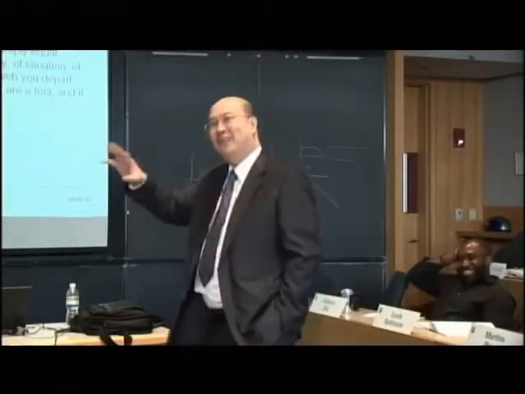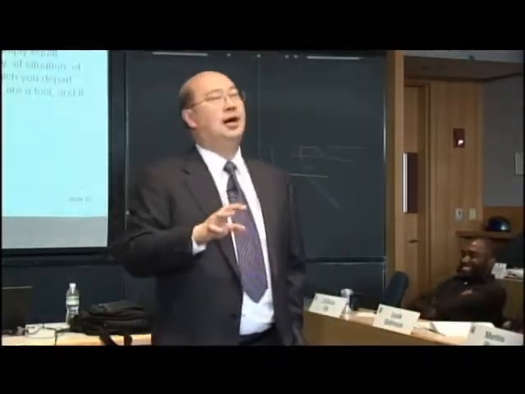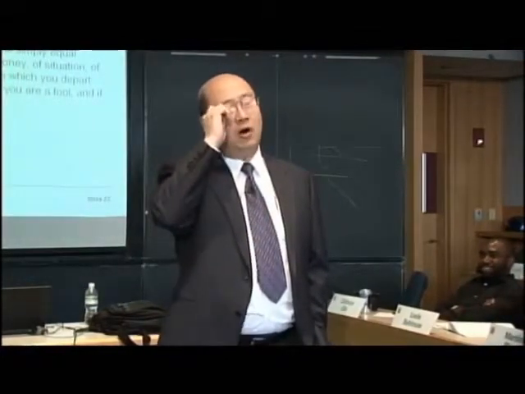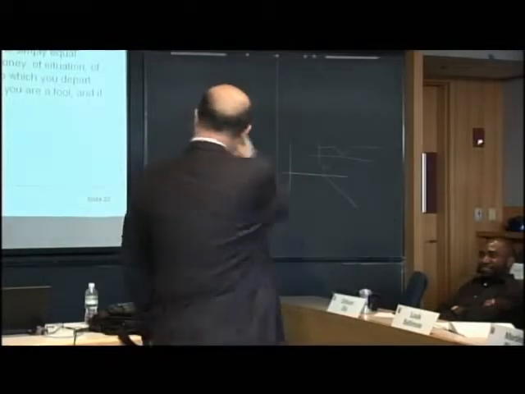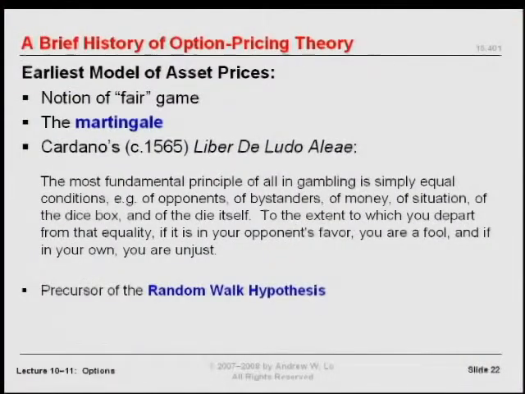But Cardano, in addition to having come up with this solution, or stolen this solution, also wrote a book on gambling. And in this book, titled Liber de Ludo Aleae, The Laws of Gambling, he developed what was the precursor to the modern mathematical description of stock prices. And it was described in this way. The most fundamental principle of all in gambling is simply equal conditions, e.g. of opponents, of bystanders, of money, of situation, of the dice box, and the die itself. To the extent to which you depart from that equality, if it is in your opponent's favor, you are a fool, and if in your own, you are unjust.